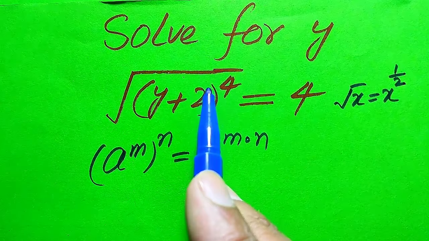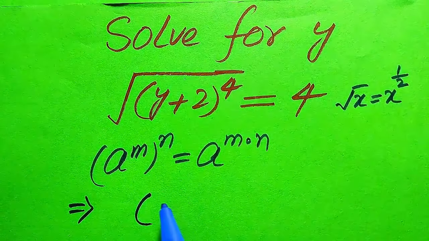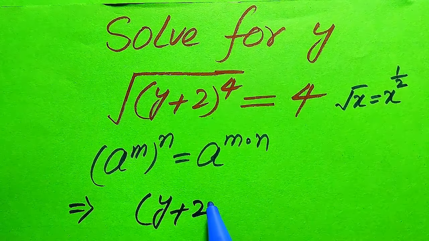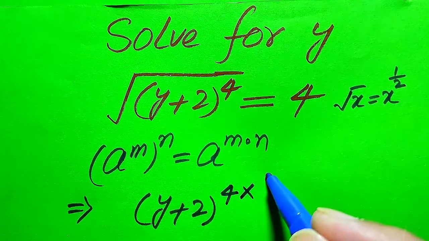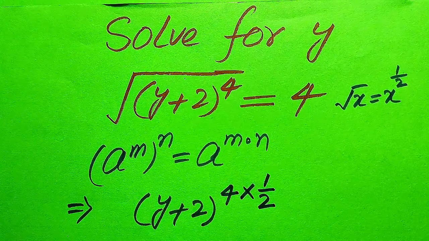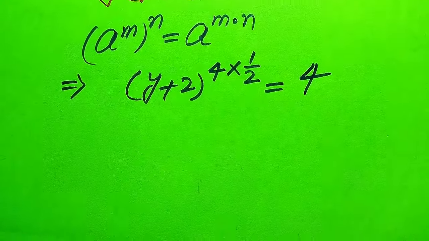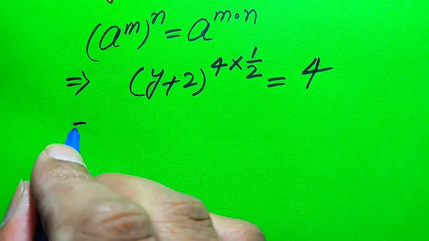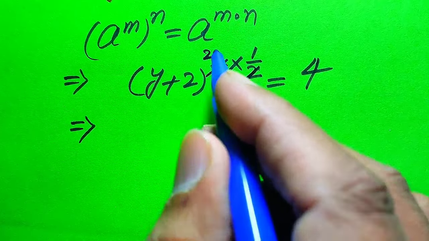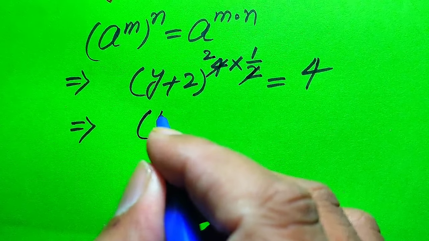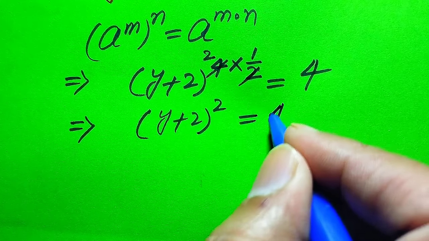So here we need to multiply these two exponents, and it will be written as y plus 2 to the power of 4, multiplied by the exponent 1 over 2, and this is equal to 4. And further in the next step we need more simplification: 2 times 2 becomes 4, and we get (y plus 2) squared equals 4.